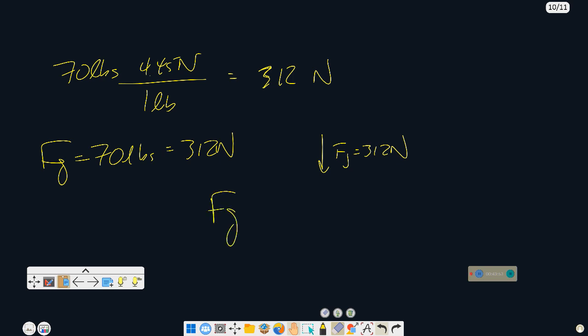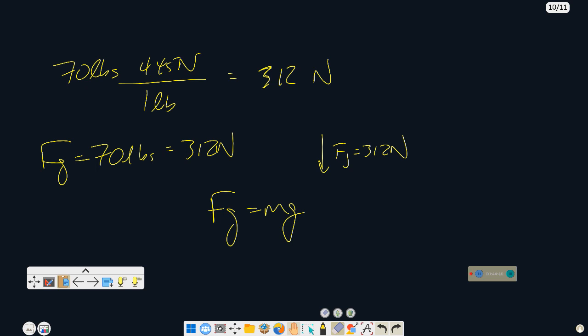No, that's not what we use. Fg equals mg. Please make sure you know the difference between these equations because they look similar and they are not. So, there it is. If you have mass, you get force of gravity by multiplying by g.